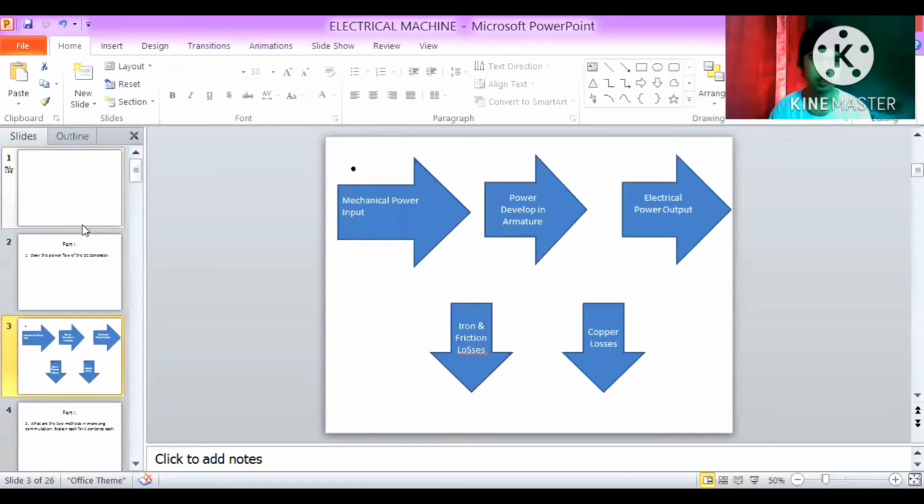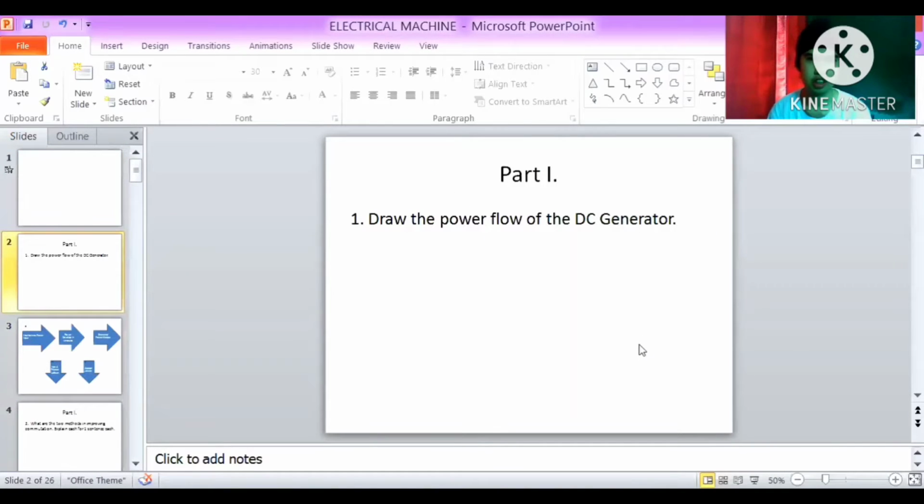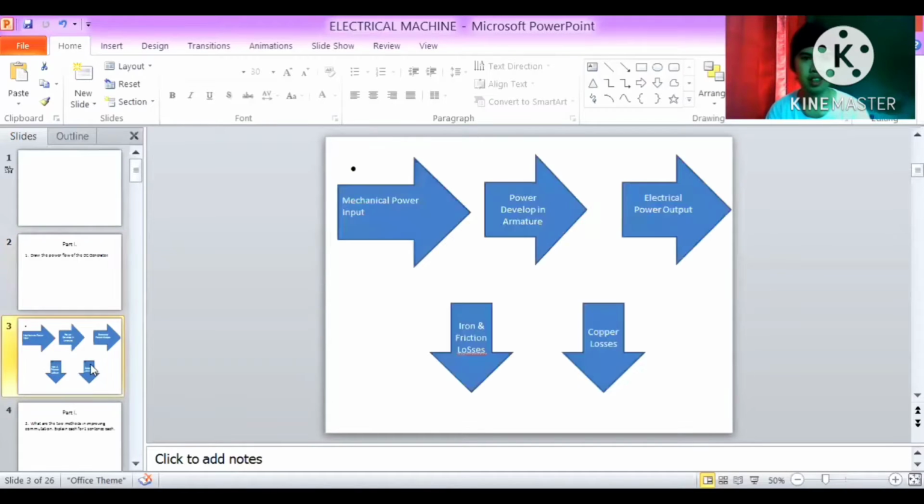First question in part 1: draw the power flow of the DC generator. The DC generator has an input and output. The input is mechanical power. There are also friction losses, iron and friction losses. In the mechanical power, there is also power developed in the armature. There are also copper losses. And in a DC generator, the output is electrical power.